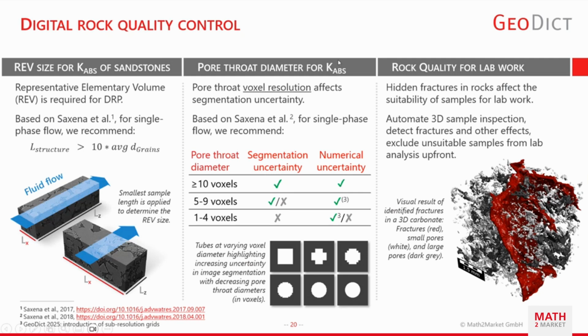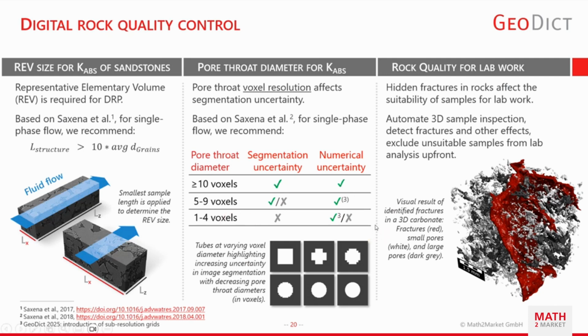That's the one thing. Other thing you want to look at is, are the pore throats resolved properly? And there it comes to different things. Are you certain enough that your data is good enough to provide you with a result representative for your rock? So there's two things of uncertainty. There's the segmentation uncertainty that comes down to your segmentation. And then there's the numerical uncertainty, which Saxena et al. have shown that there's an uncertainty coming in the lower the pore throat diameter sizes are in terms of voxels.